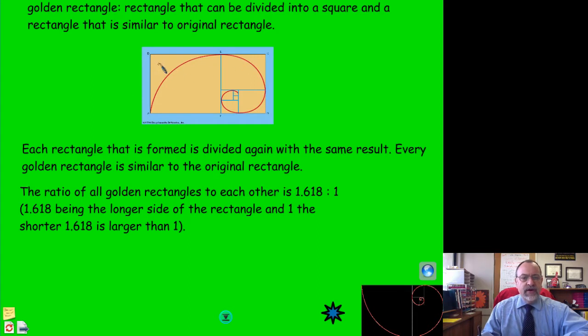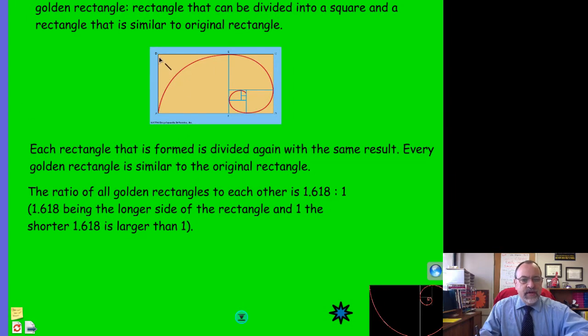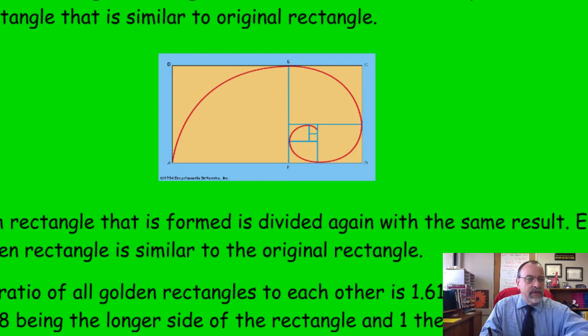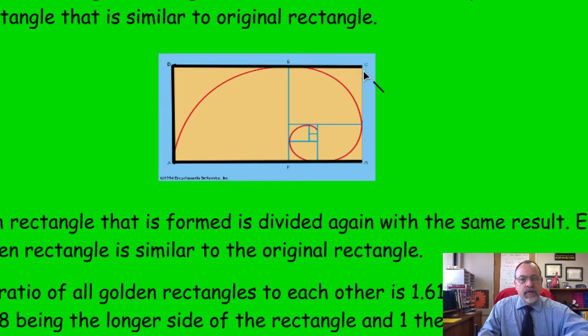So if you look at this diagram here, if I were to take this rectangle that you see drawn here, with the peachish background, and divide it into a square and a rectangle, so this side is a square and then this side is a rectangle, this rectangle on the right is similar to this original rectangle. Their sides are proportional.